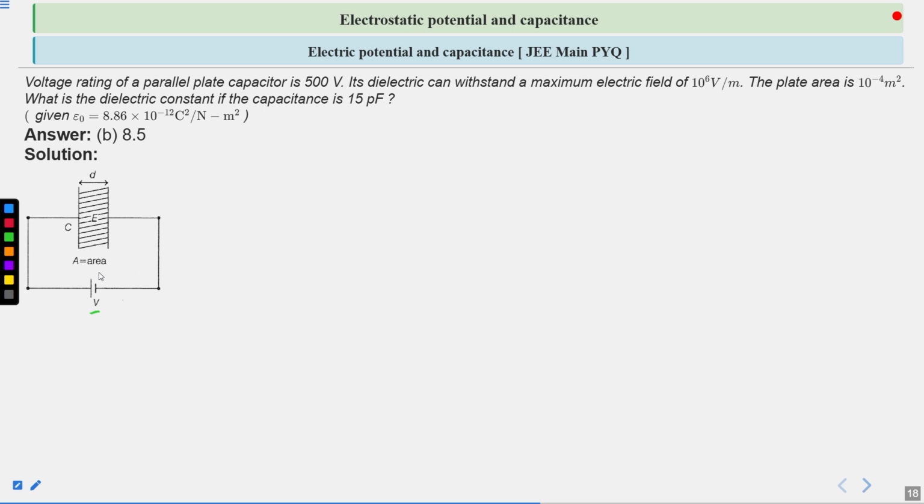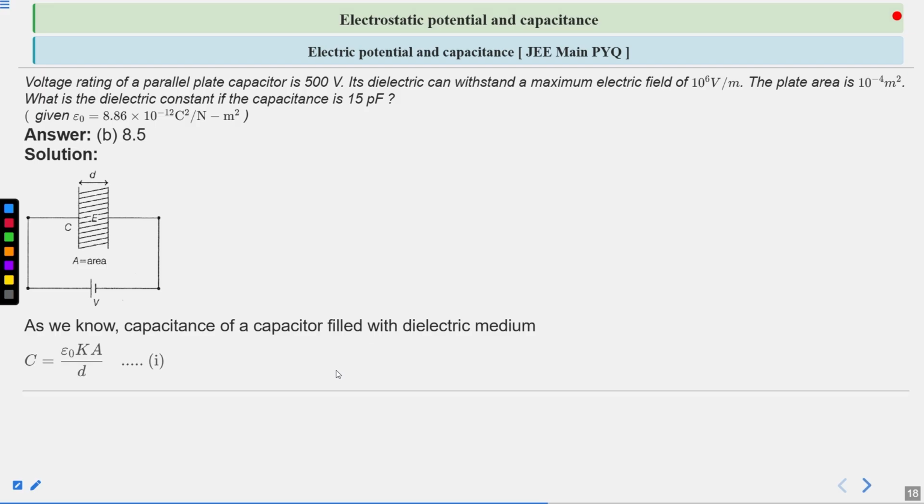A is equal to A. As we know, the capacitance of a capacitor filled with a dielectric medium is given by this formula. If it is fully inserted, then C equals epsilon naught K A upon D. Put it as the first equation.